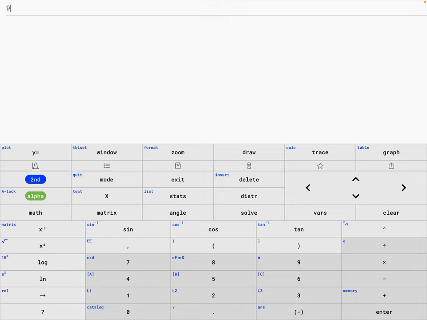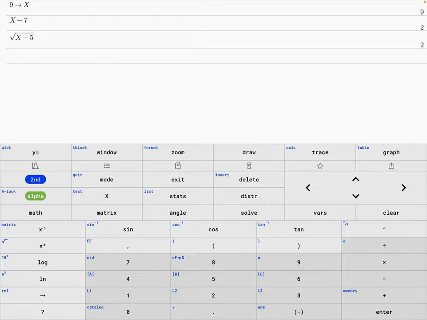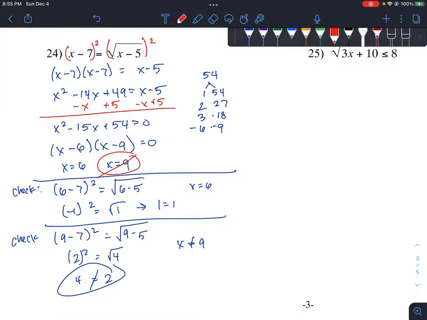So you should have an option in your calculator to store that. Okay, so I got 9. And then we have x, I can type in x minus 7, that's equal to 2. And then I can do the square root of x minus 5. So, oh wait, did I do that wrong? Oh wait, that's what I did wrong, sorry. That's not being squared right there. Oh, so I messed that up. I was looking at that right there.